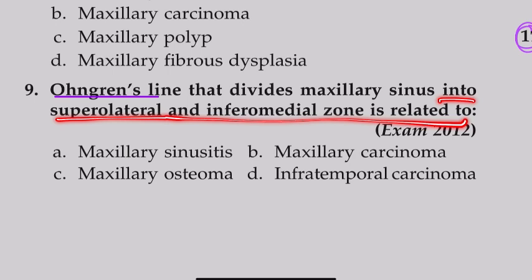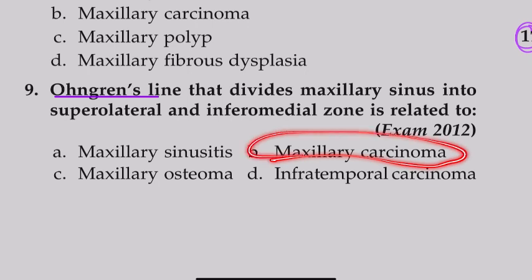Obviously it is dividing what? Maxillary sinus, so it is related to maxillary carcinoma, right? Here every option is maxillary, but it is used in maxillary carcinoma. Talking about Ongren's line, what is it?